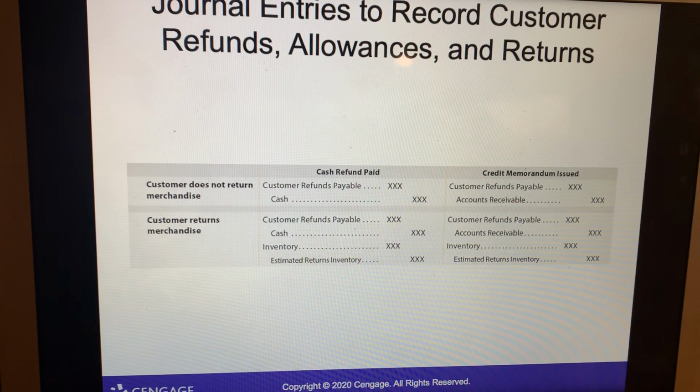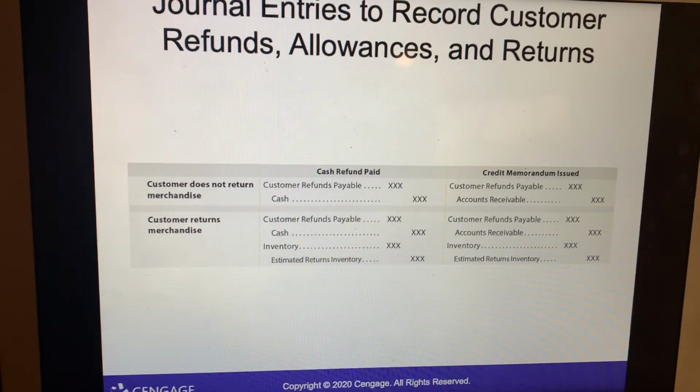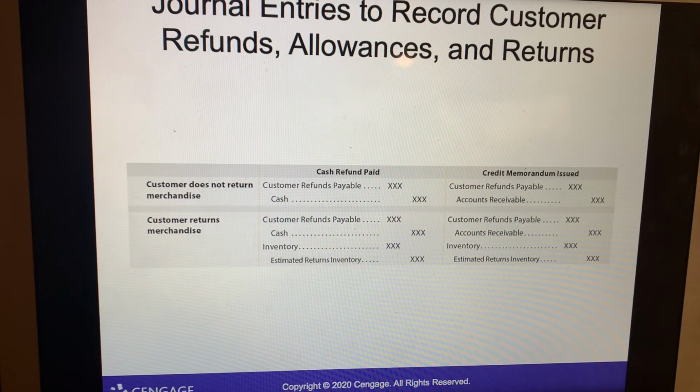Journal entries to record customer refunds, allowances, and returns. Here are the examples. Take a look at those for just a bit and see what that looks like. They're just denoted with X's because those are indicating an amount.